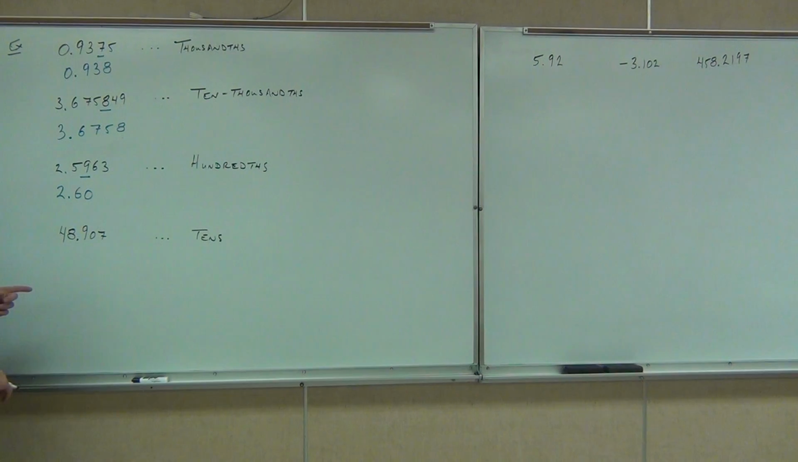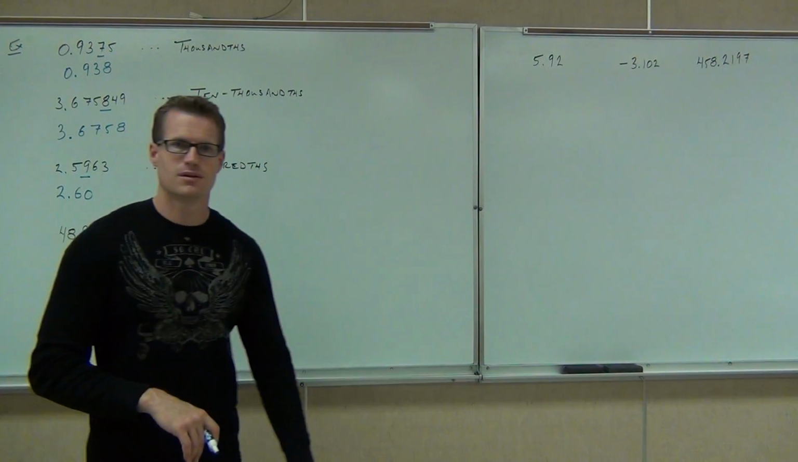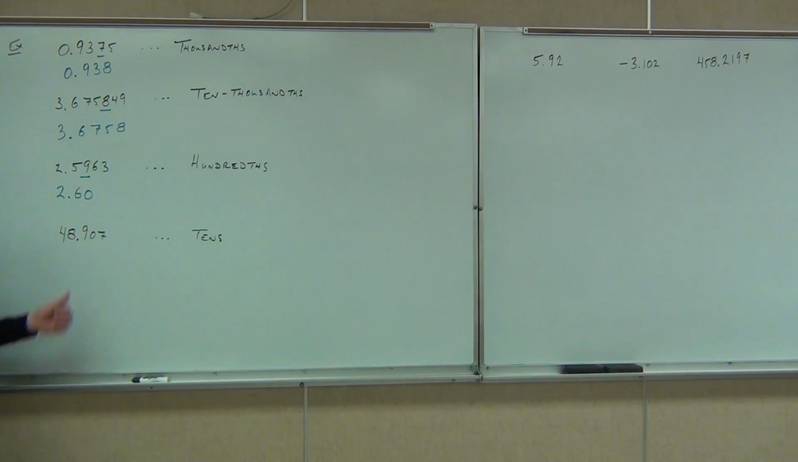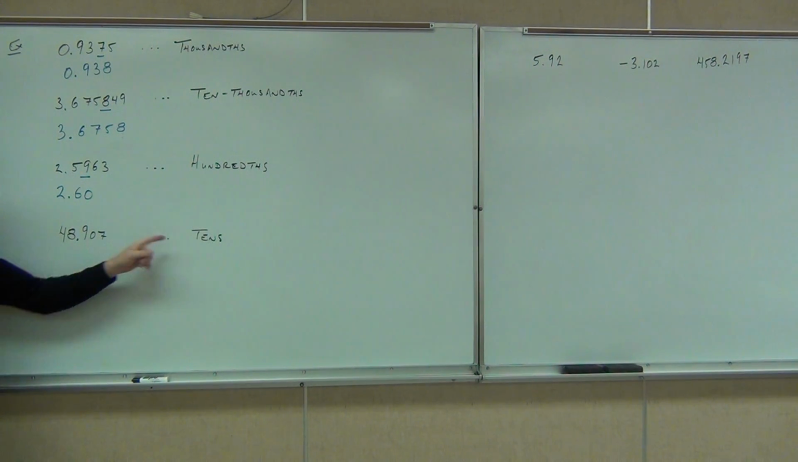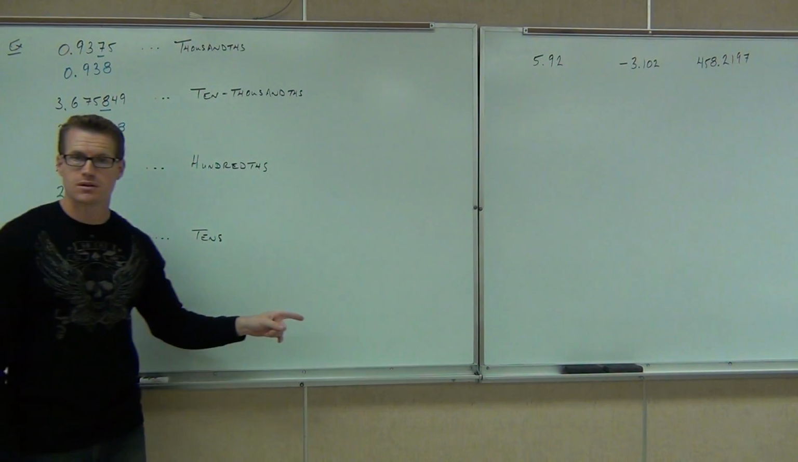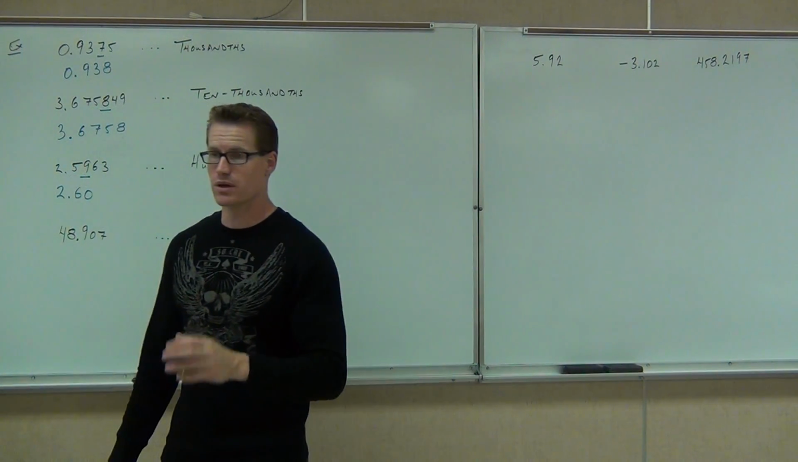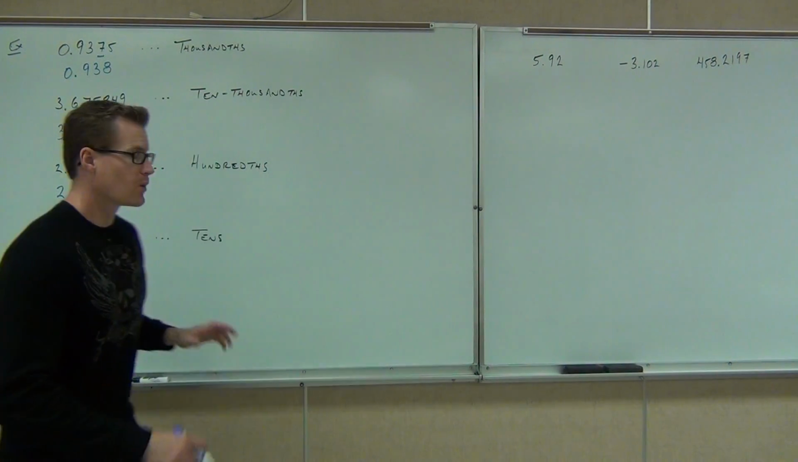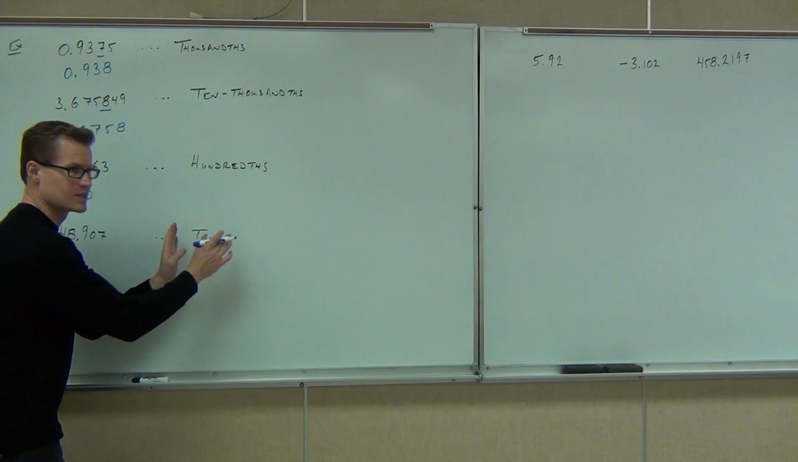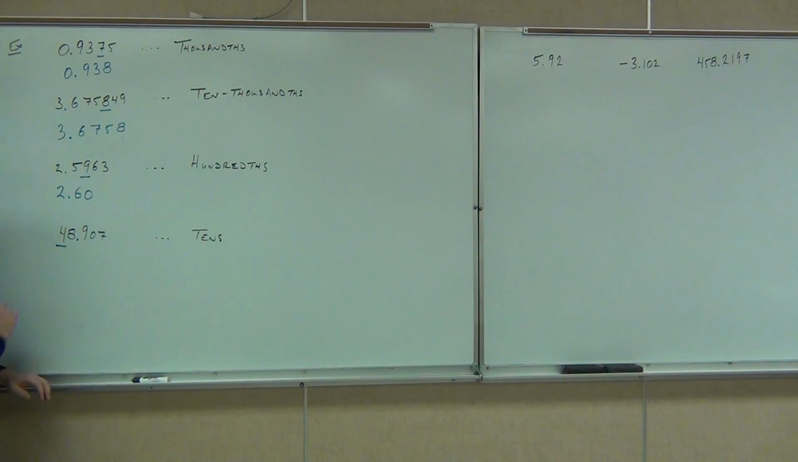How about the next one, the tens? What's in the tens? 4. 9. Why not the 9? Ah, tricky. Am I asking for tens or tenths? Tens. So you've got to be able to read that question appropriately. So know where you're rounding. We're not rounding to the tenths here, otherwise I would have put tenths. I'm rounding to the tens.